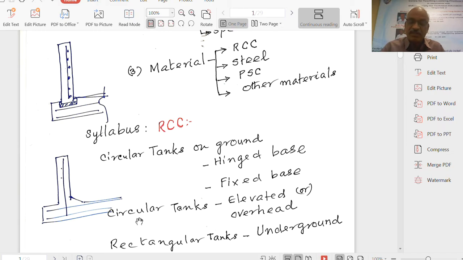Right. Then we will discuss circular elevated tanks or overhead tanks. Sometimes they are called elevated service reservoir, ESR, or overhead water tanks, OHT. So we will discuss elevated circular tanks. But elevated tanks of other shapes are there too: elevated square tank, elevated rectangular tank, all these things are there. We are going to limit our discussion to the elevated circular tanks, right?